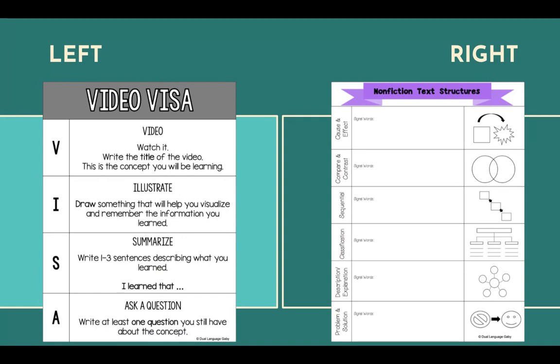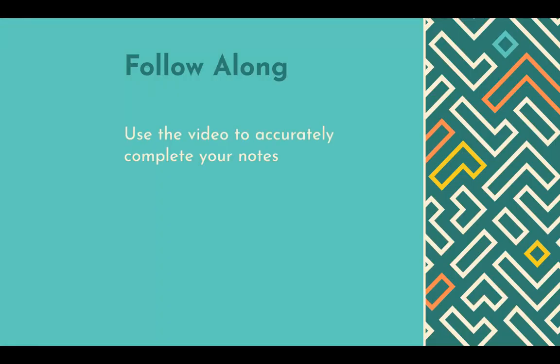Make sure that you have your notebook set up correctly. You should have your video visa on the left side, ready to use to reflect on the video after we're done, and your note taker on the right. Make sure you're following along and using the video to accurately complete your notes. Everything that I have on the screen should be in your notes the same way that I have it.